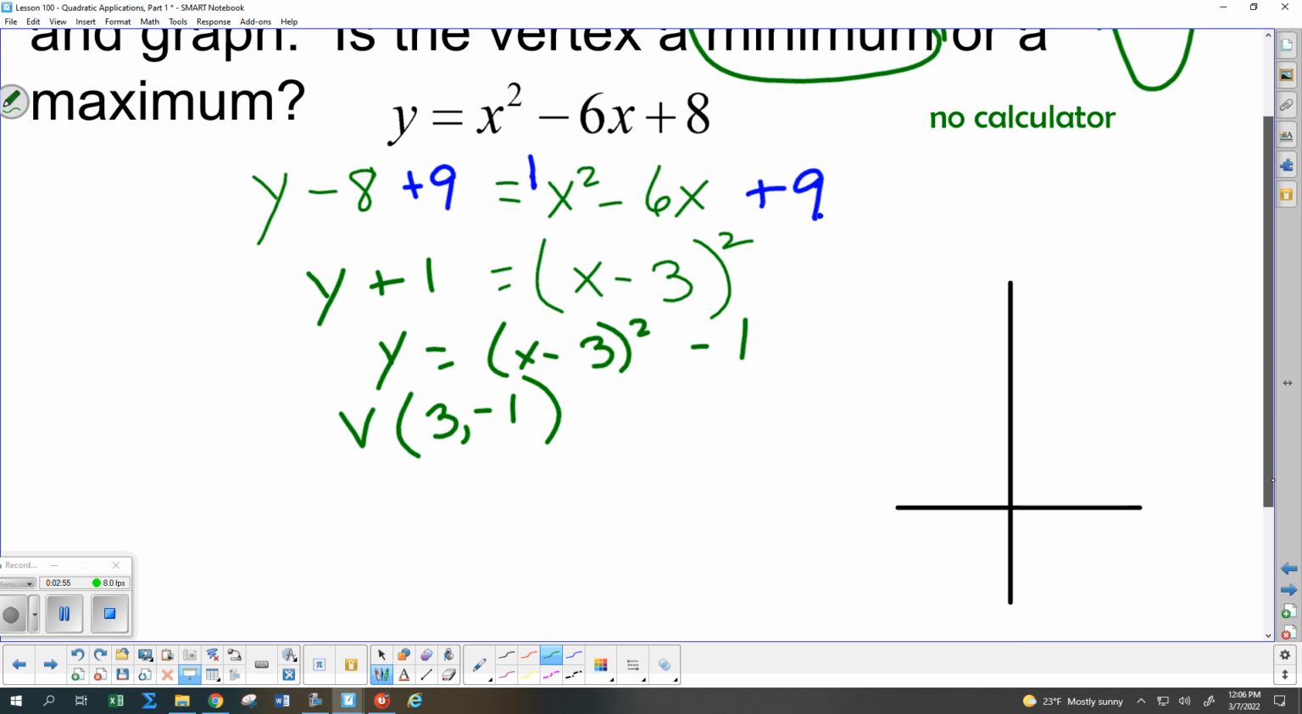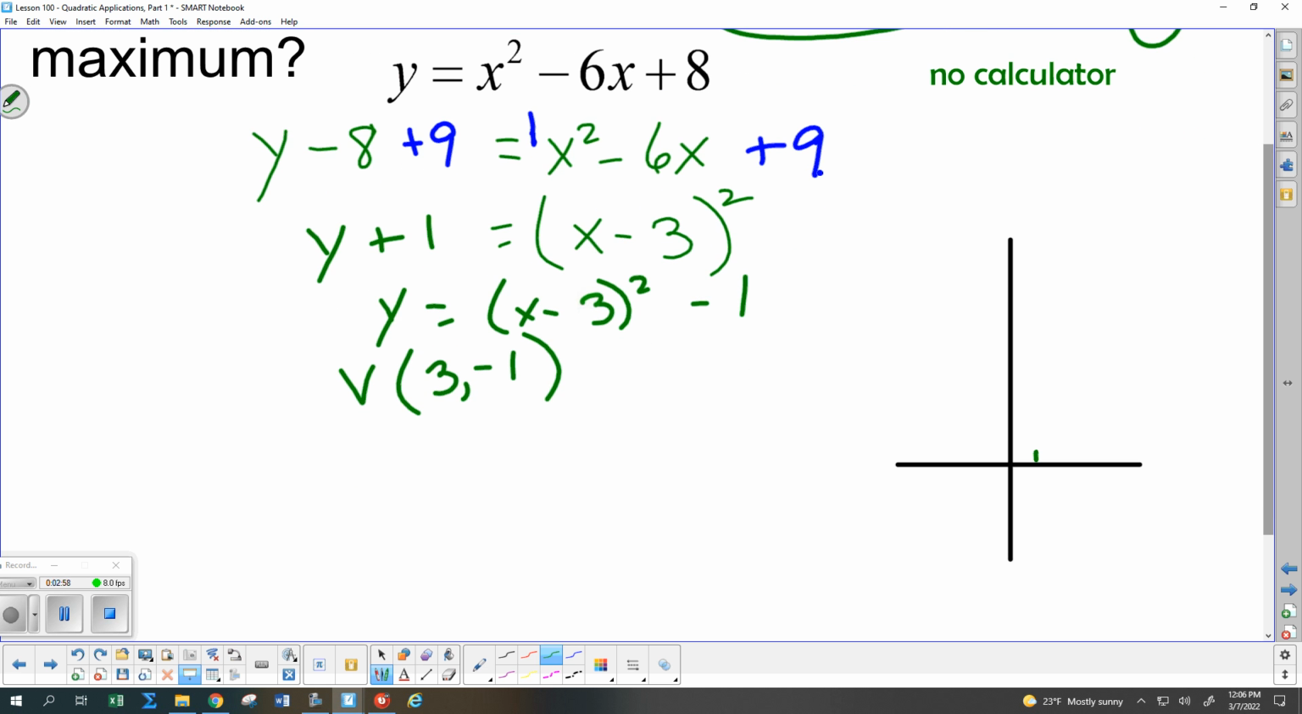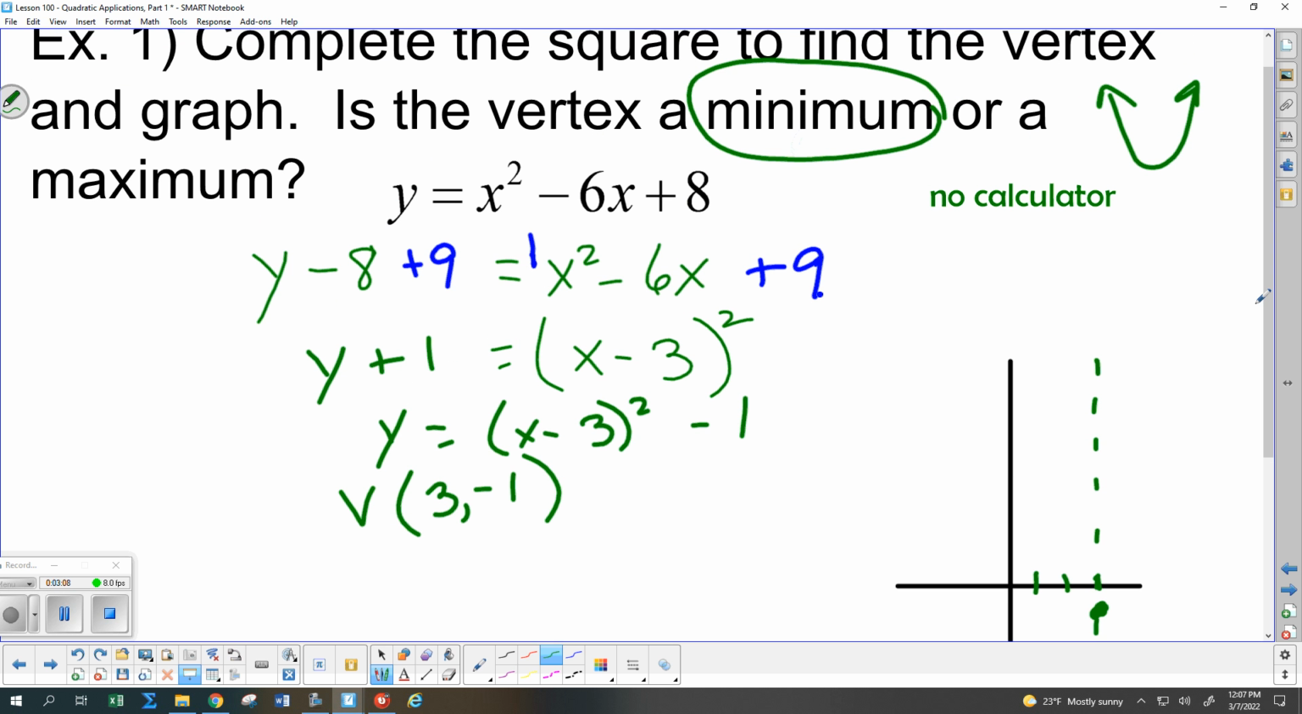So if we want to graph this thing, we have 1, 2, 3, -1. And I know this would be my axis right here. And do I know a y-intercept? Wyatt, you're nodding your head. Yes. What's my y-intercept? 0, 8. 1, 2, 3, 4, 5, 6, 7, 8. And by symmetry, I would have a point over here.